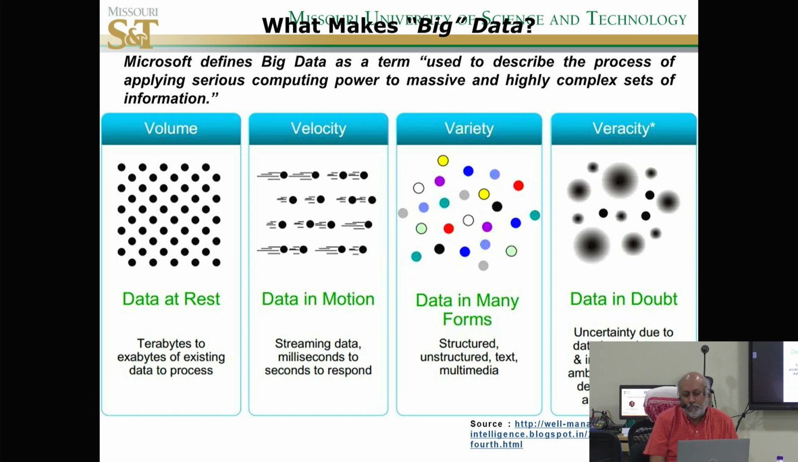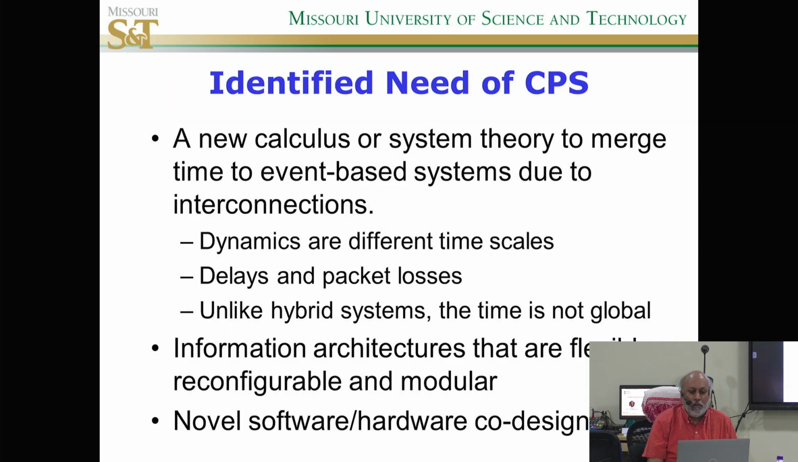So what makes big data? Microsoft defines big data basically as a process of applying serious computing power to massive and highly complex sets of data, okay? Data at rest, data in motion, data in many forms, and data in doubt. So there is a lot of need for cyber physical systems, a new calculus. When we talk about cyber physical, that means you're talking about new fundamental science like ODEs and PDEs.